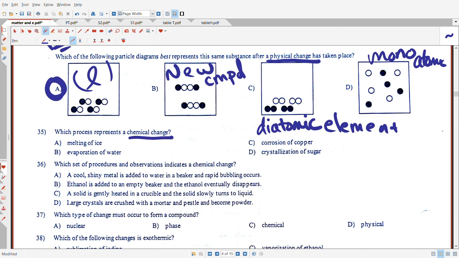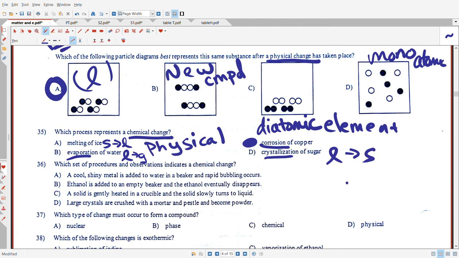Which is a chemical change? I'm looking for keywords rust, burn, corrosion, react. Whether it melts, that's going from solid to liquid. That's a physical change because I said a phase change is a physical change. Evaporates, going from liquid to gas. Once again, it's a phase change. Crystallization is liquid to solid. So again, that's a phase change. How do we do chemical change?